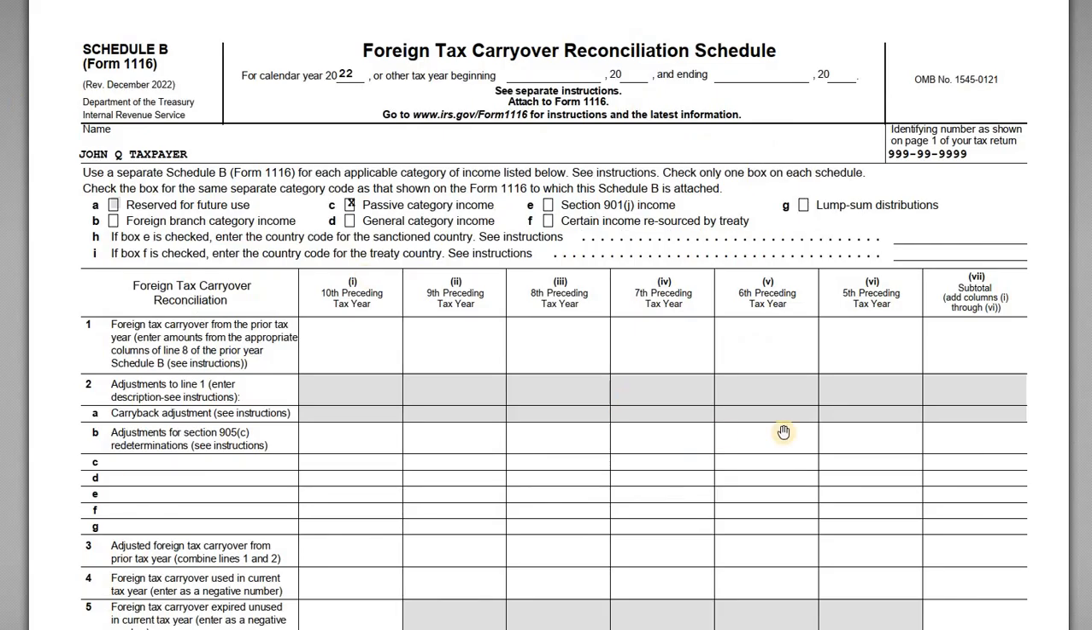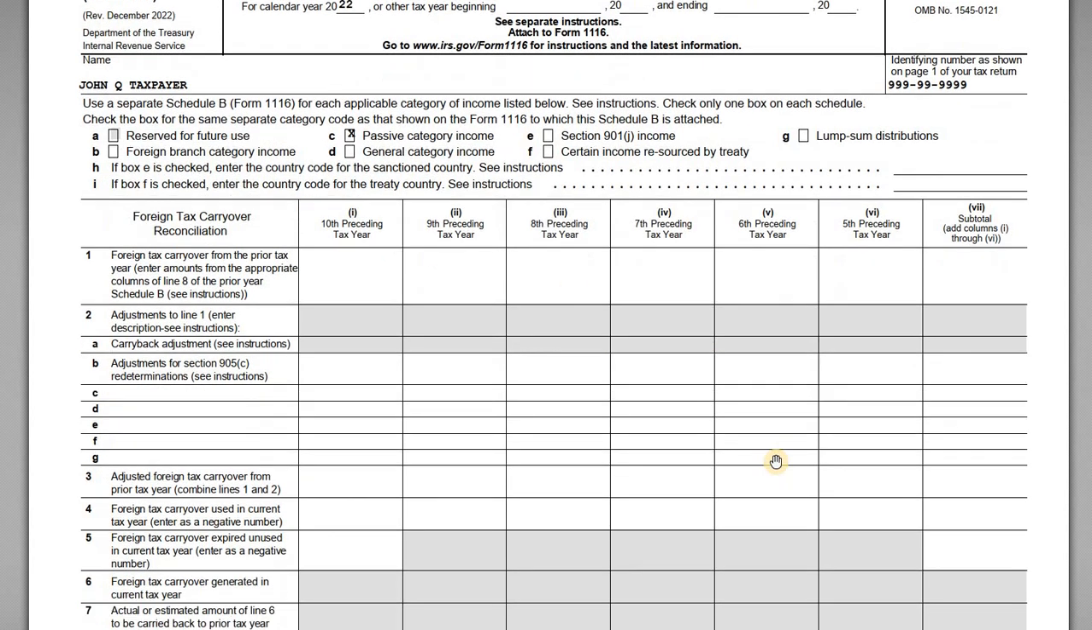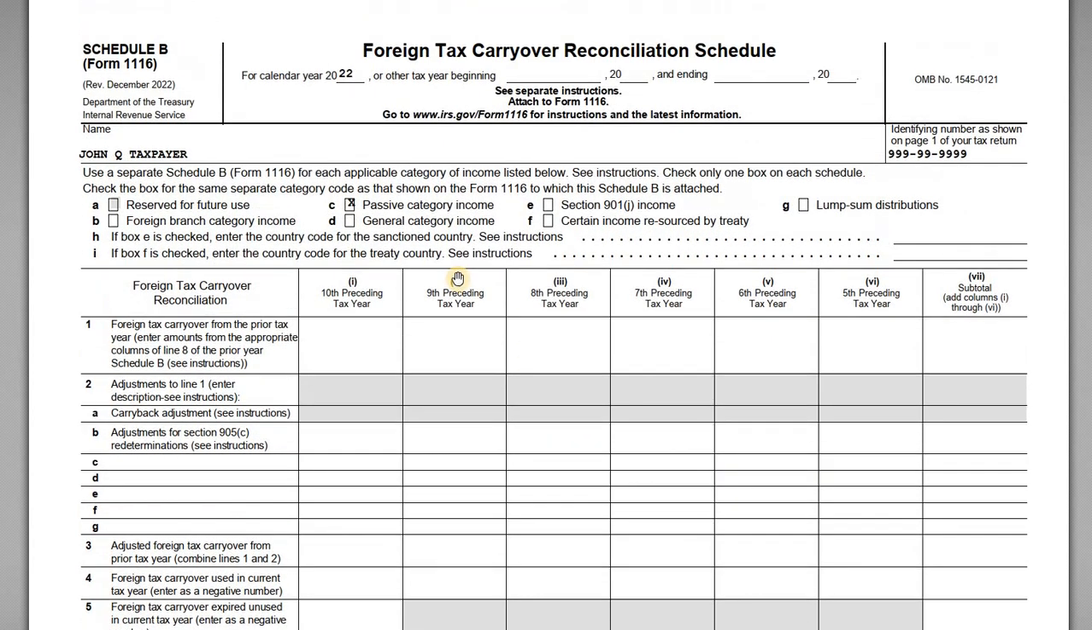Now if we have a look at Schedule B, this is the reconciliation schedule. Each category of income should have its own schedule, and again, that's because we have to separately track them by income type. So in this case, we have passive category income, so this is a Schedule B just for passive category income. If I had FTC carryovers from passive and general, I would have a separate Schedule B for general category income.